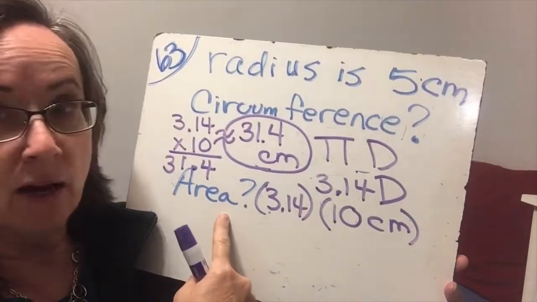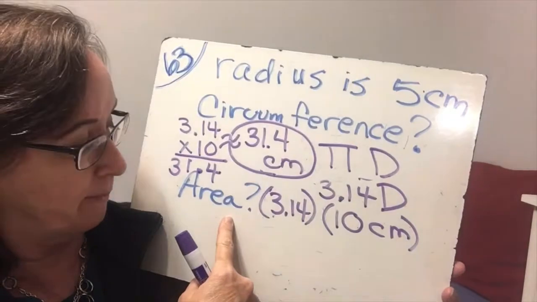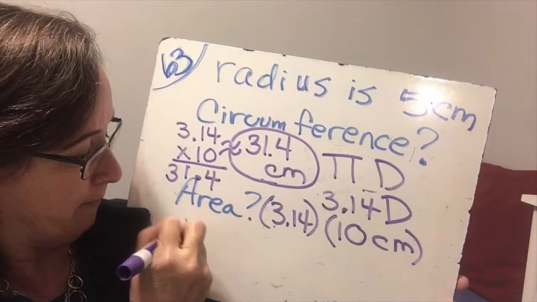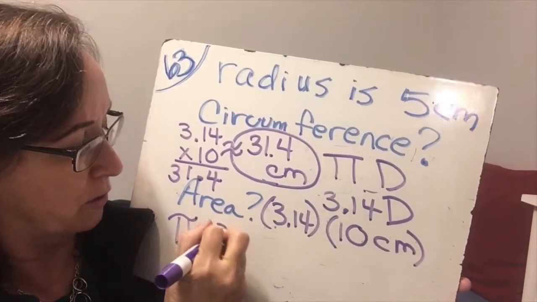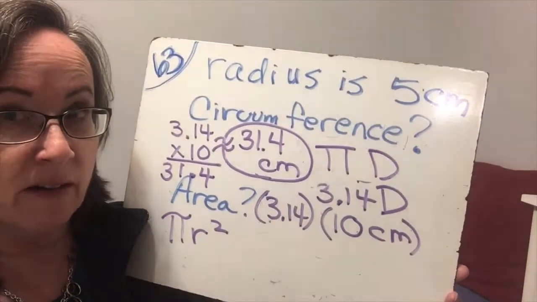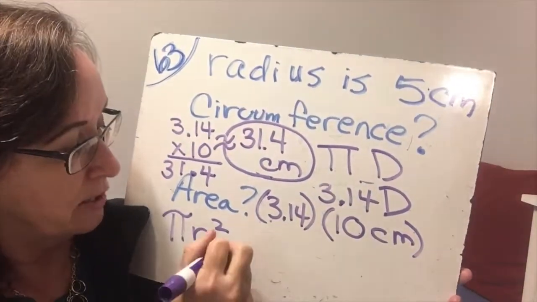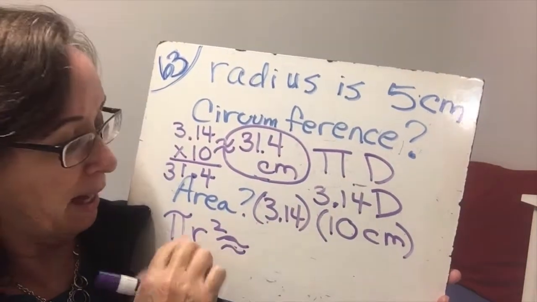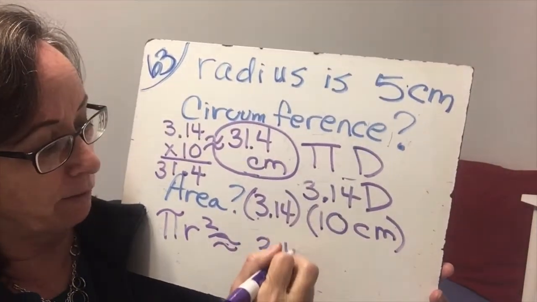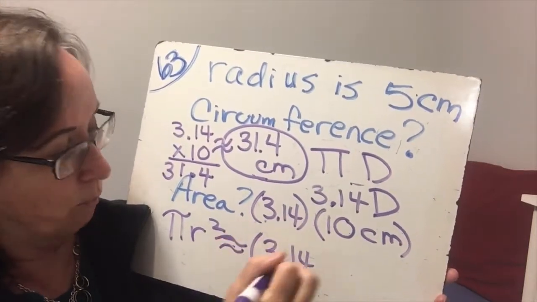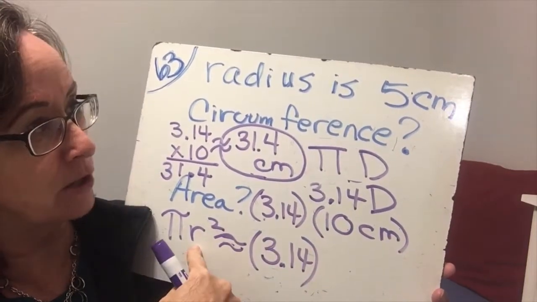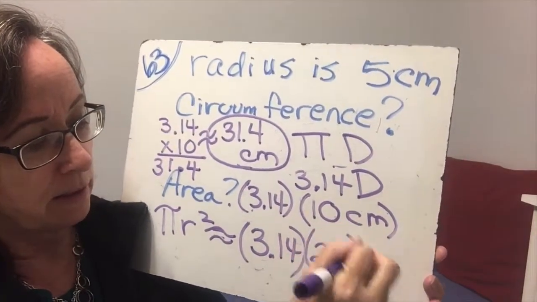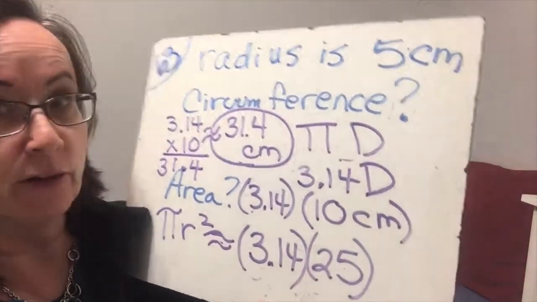Okay, so now we're going to find the area. And the formula for the area is pi r squared. And r squared is just the radius squared. So in ours, we're going to use an approximate. Pi is approximately 3.14. And then we're going to multiply by r squared, which is 5 squared, which is 25. Okay, so I'm going to get another little board to do that.